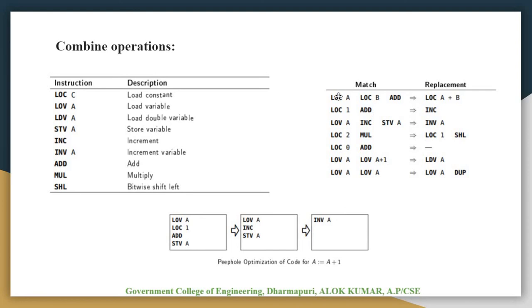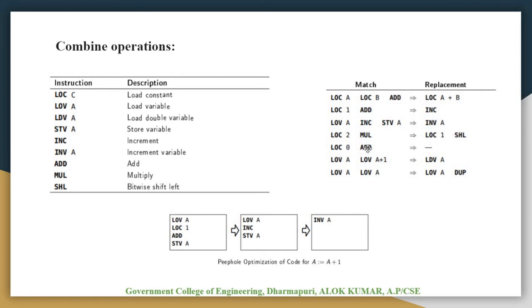Suppose three instructions are there: load constant A, load constant B, add. Directly we can write load constant A plus B, whatever the sum is. Load constant 1, add means increment by 1. So load variable A, increment, store variable A can directly be written as increment variable A. Load constant 2, multiply: we can do this by shift left also. If we multiply a value by 2, doing a shift left by 1 works the same.